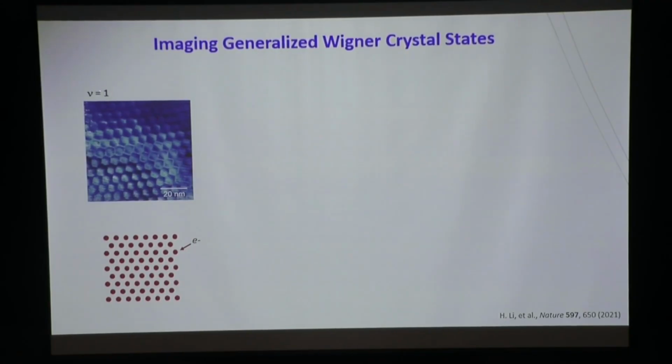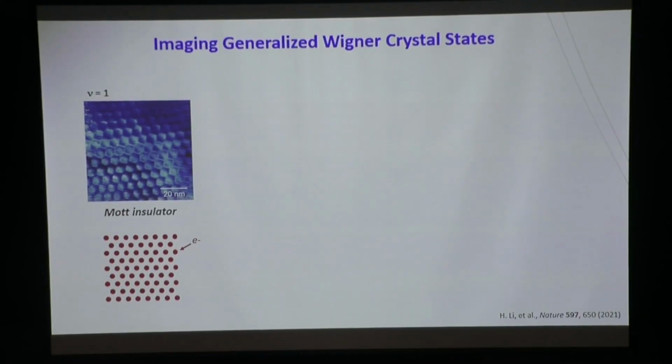Here is what they saw for nu equals 1. That's a filling factor of 1 electron for every moiré unit cell. And so now the moiré is completely filled. So there's a single electron sitting on every moiré unit cell. And you can see that here in the image. That's the image of the graphene on top. So that is not a Wigner crystal. That is not a generalized Wigner crystal. That is actually a Mott insulator.